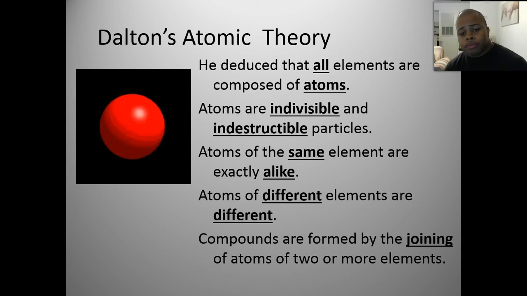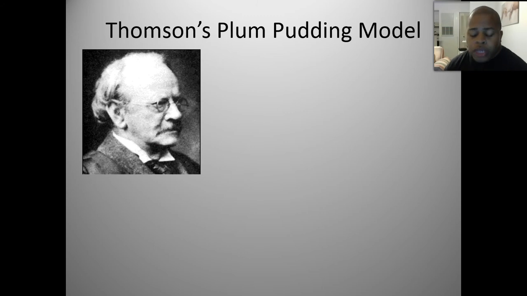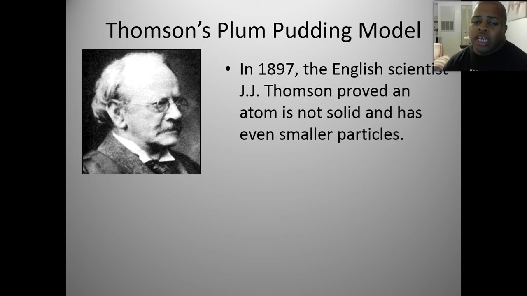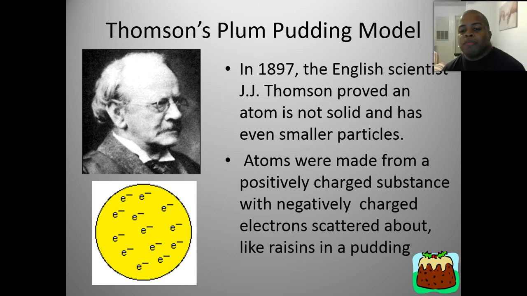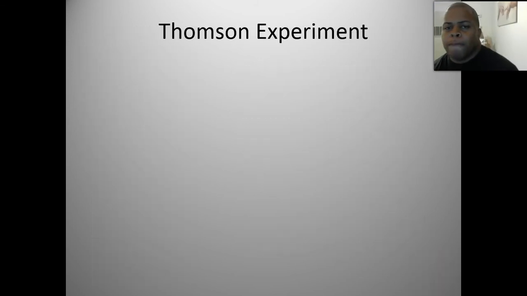So, moving on. The next person we're going to come to is J.J. Thomson. In 1897, so this is relatively recent, within the past 150 years, J.J. Thomson proved that an atom was not as solid as they thought. What do we mean? Through his experiment, he found that there are some positively charged substances in there, but there are also some negatively charged substances spread out sort of like raisins in a pudding. Not a pudding that I would like to eat, but let's go with his idea.